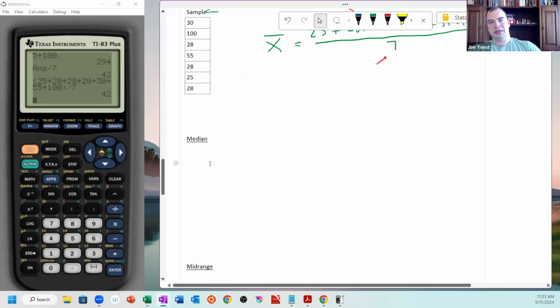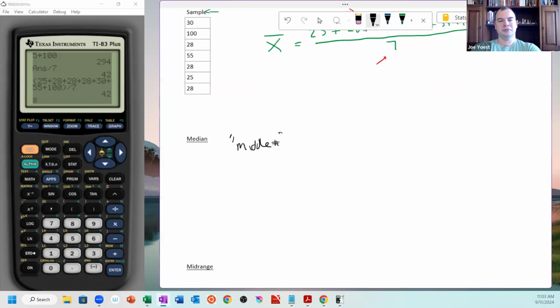Okay, looking at the median now. So what is the median? It's kind of the middle number in the data set. Or the median, it's kind of like the middle data value. Very importantly, I'll put 2 underlines and 2 exclamation points, of an ordered data set.